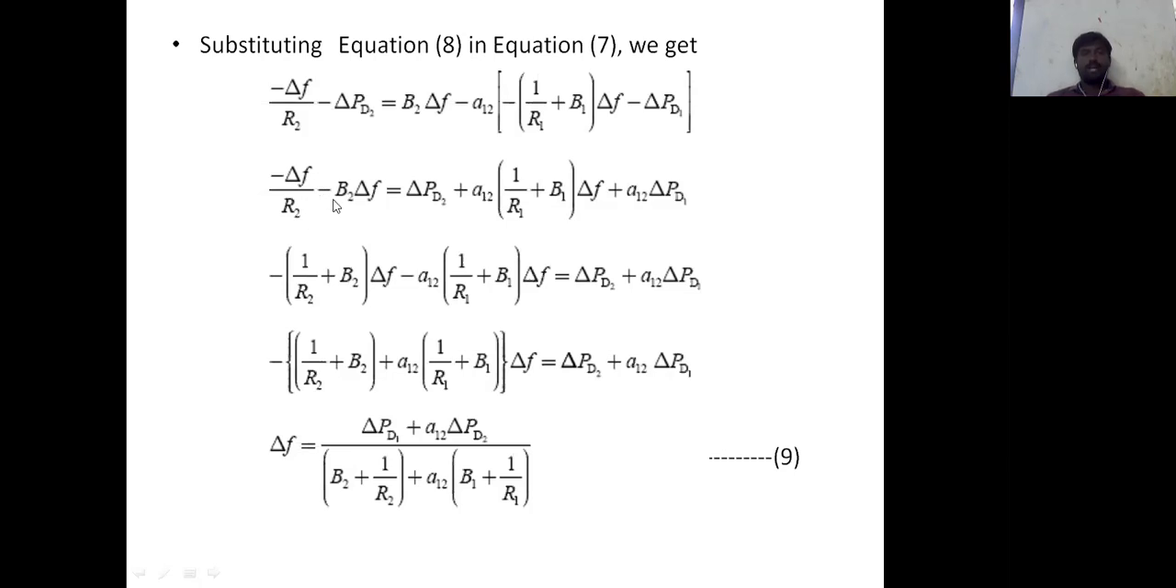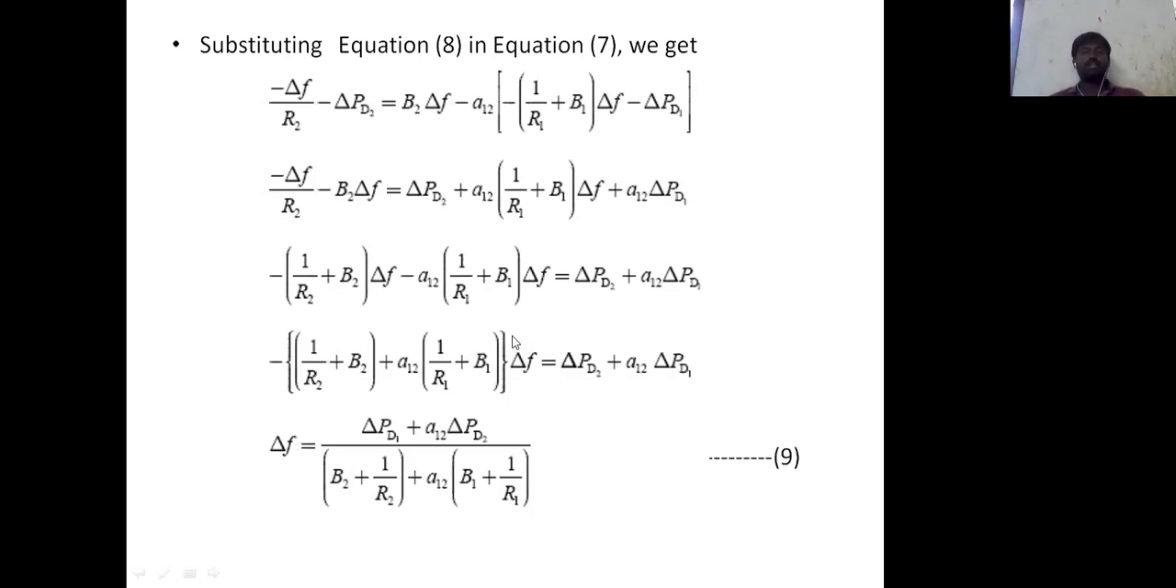So minus delta F by R2 minus B2 into delta F equal to delta PD2 plus A12 into 1 by R1 plus B1 into delta F plus A12 into delta PD1. Rearranging, minus 1 by R2 plus B2 plus A12 into 1 by R1 plus B1 into delta F equal to delta PD2 plus A12 into delta PD1.